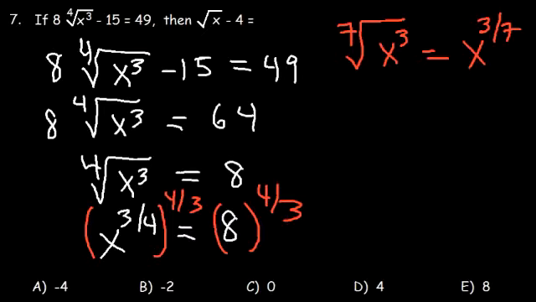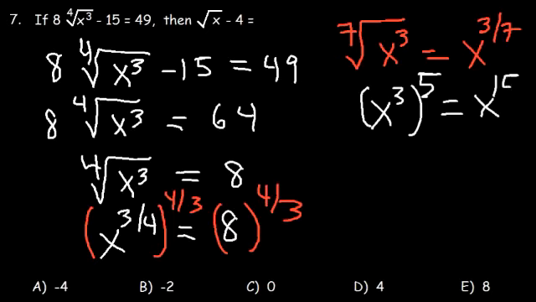So when you raise one exponent to another, you have to multiply. For example, x cubed raised to the 5th power is equal to x to the 15. You multiply 3 and 5. So 3/4 times 4/3, the 4's cancel and the 3's cancel. So 3/4 times 4/3 is simply 1. So we have x raised to the 1st power is equal to 8 raised to the 4/3.